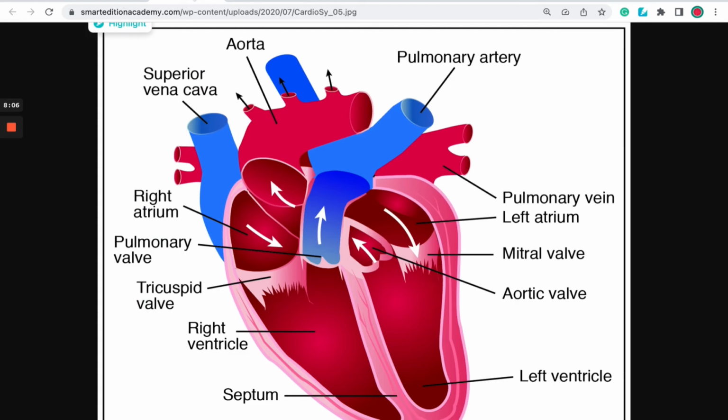If we go and look back at that diagram that we looked at for the last question, your oxygenated blood is here in this left side of the heart. The left ventricle squeezes that oxygenated blood through the aortic valve and into the aorta, where the blood travels systemically to the rest of the body.